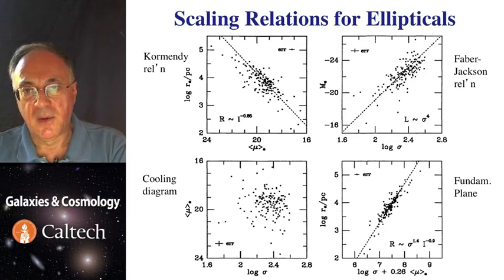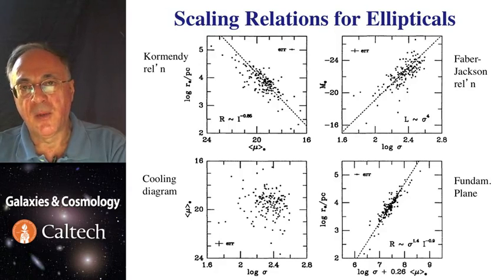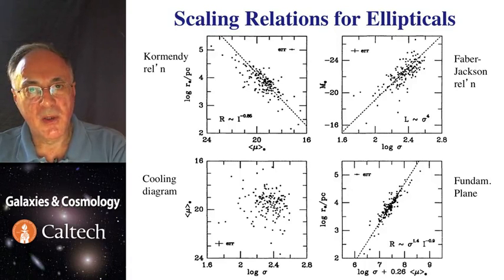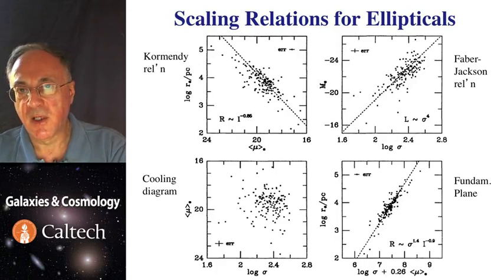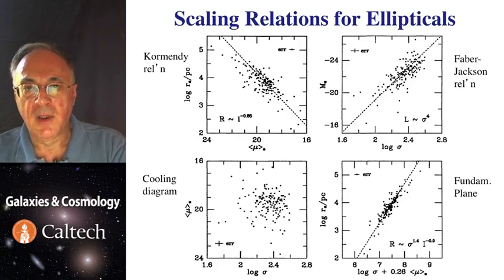And so here are the four different projections. The Kormendy relation is in the upper left, and you see the little error bar symbol in the corner that tells you what the errors are, so clearly there is extra scatter involved. The Faber-Jackson relation is on the top right. The plot of velocity dispersion, which is like the kinetic temperature of stars, versus surface brightness, which is like projected density, is in the lower left, which is the same coordinates as the cooling diagram for galaxies. And there we see absolutely no correlation whatsoever.